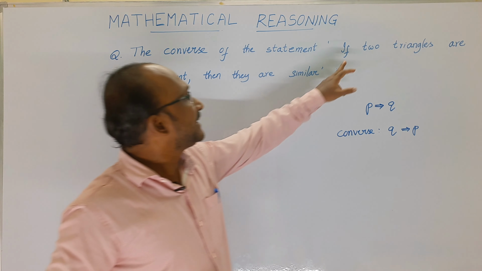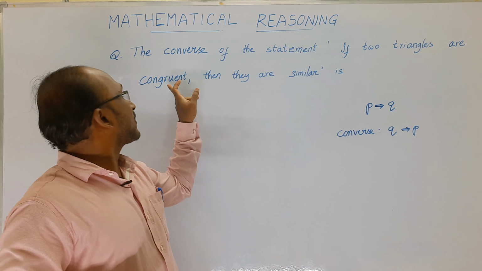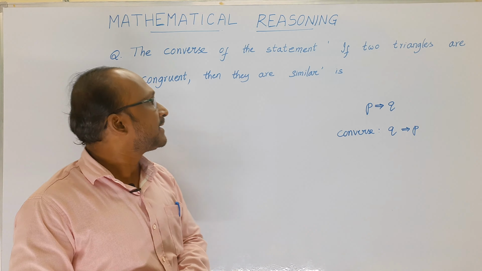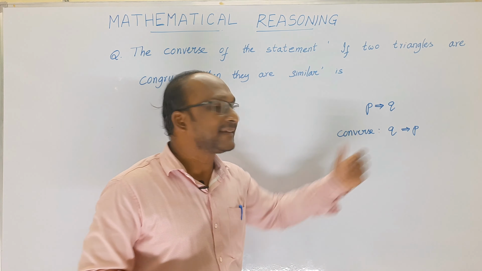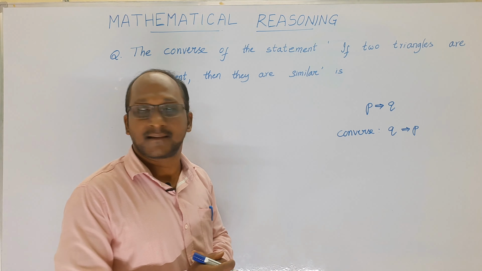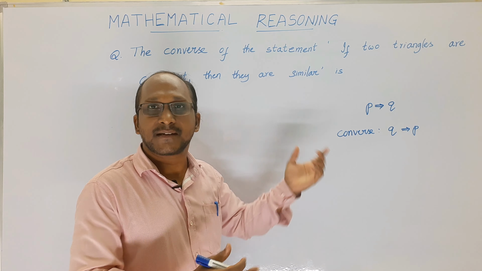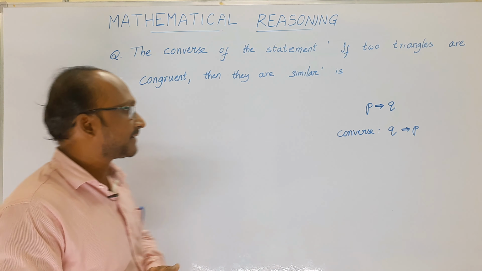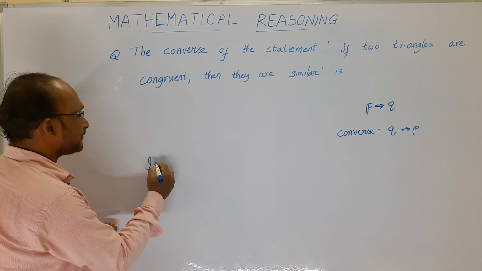So here, in this given compound statement, the two triangles are congruent is the hypothesis and they are similar is the conclusion. So by this form, we have to write the conclusion as hypothesis. What is the conclusion here? They are similar. So that statement is written as hypothesis. Now let us write the converse of the given statement.